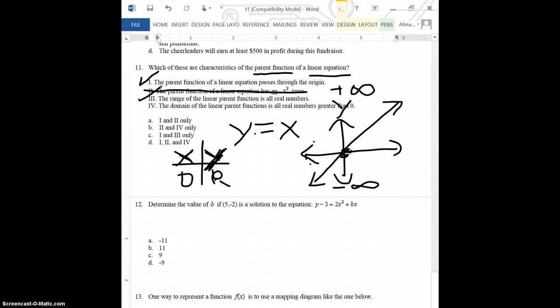The domain of the linear parent function is all real numbers greater than 0? No, because we're going from negative infinity to positive infinity. We have an arrow that is pointing up and to the right, and an arrow that's pointing down and to the left. So both the domain and the range are all real numbers. That means that 4 is wrong. That means our answer has to be C.